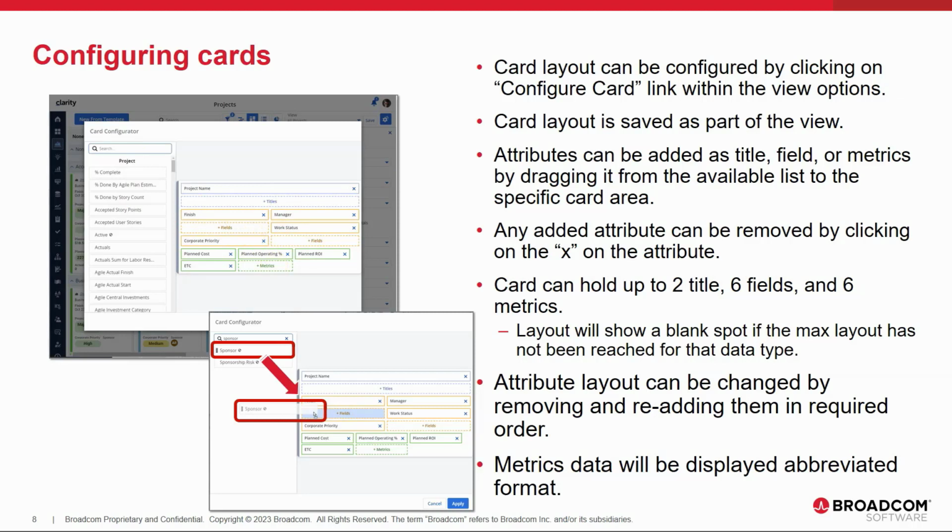If the user wants to remove a specific attribute from the card, they can easily click on the X button. As mentioned, the card can hold up to 2 titles, 6 fields, and 6 metrics. The layout will display a blank field or a blank area where the attribute can be dragged and dropped. The attribute layout can only be changed by removing the attribute from its specific area and then re-adding it to the required area. The metrics data will be displayed in an abbreviated format.